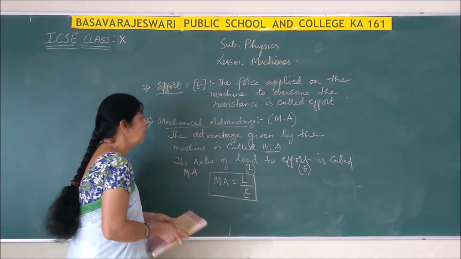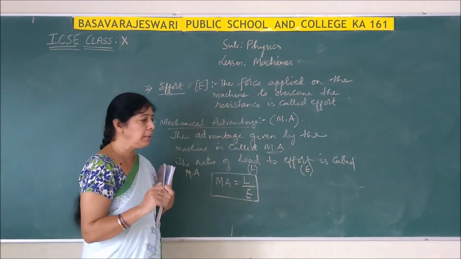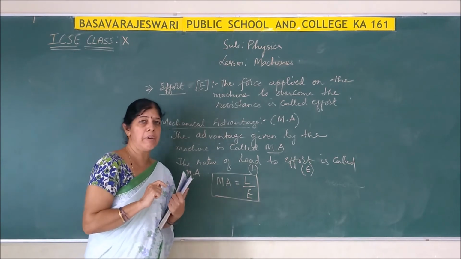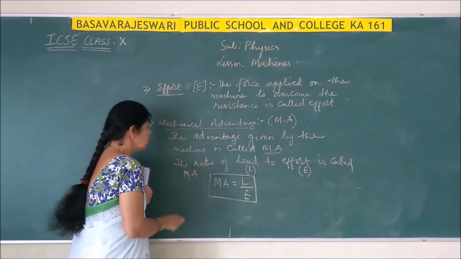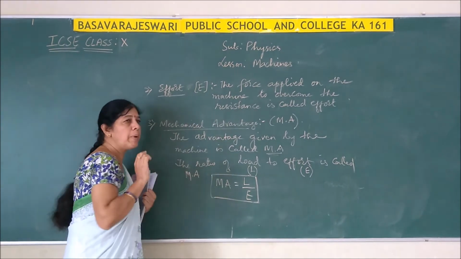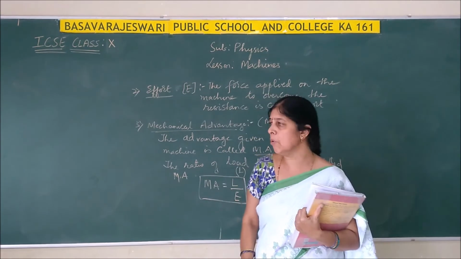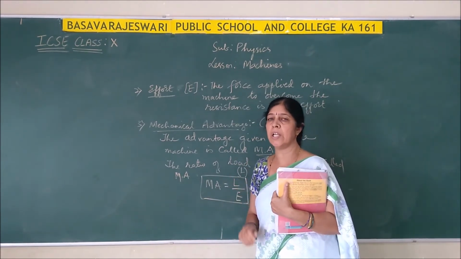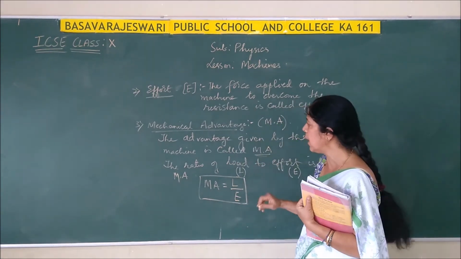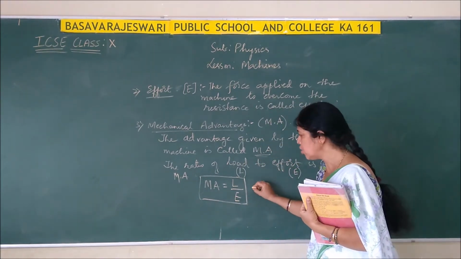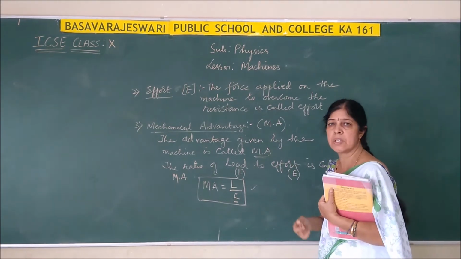Understood? So in mechanical advantage, we have two types: one is ideal mechanical advantage and the other is actual mechanical advantage. Now I have told you about mechanical advantage in general. A little later on I will be telling you what is ideal mechanical advantage and what is actual mechanical advantage. For now you remember that mechanical advantage is the ratio of load to effort. Please note down these definitions.